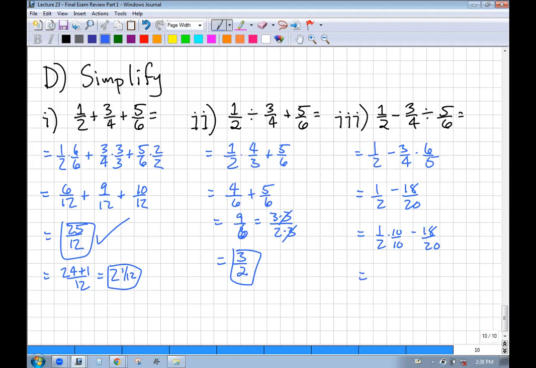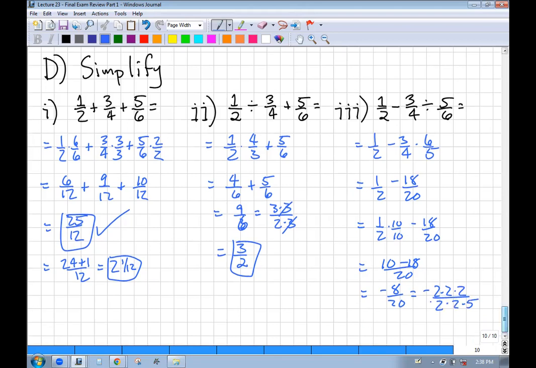This gives me 10 minus 18/20, or negative 8/20. 8 is 2 times 2 times 2. 20 is 2 times 10. 10 is 2 times 5. I got a negative 2/5.